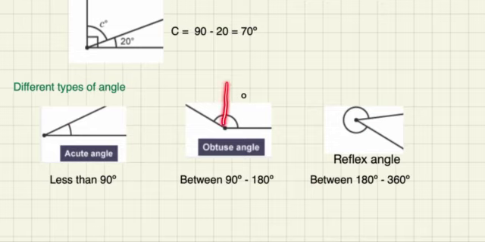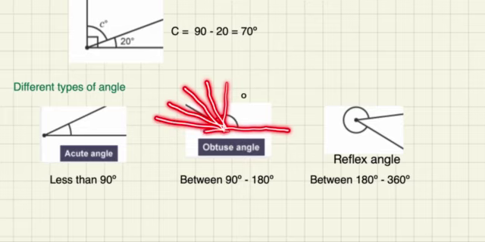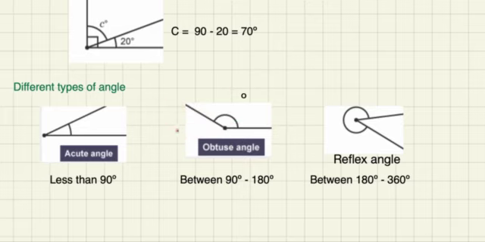Again, imagine this is the right angle. Any angle which extends from the 90, that goes all the way to it being flat, is called an obtuse angle. So obtuse angles are between 90 degrees and 180 degrees. So keep that in mind.